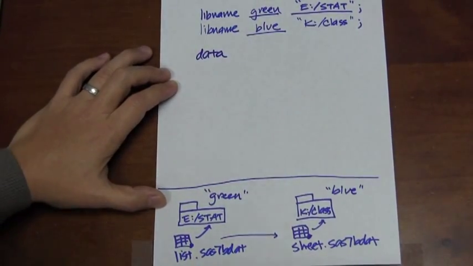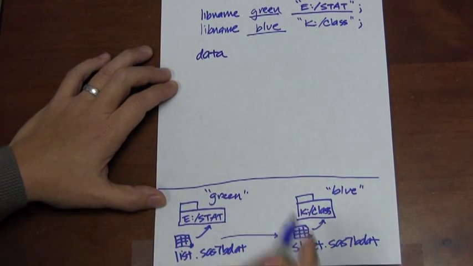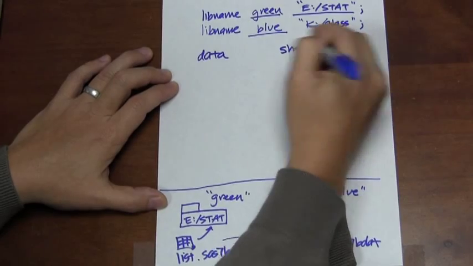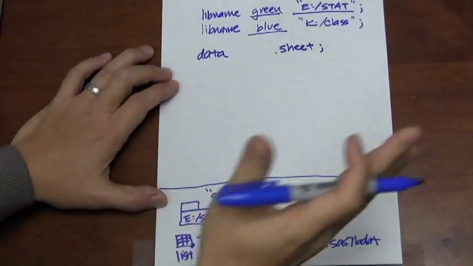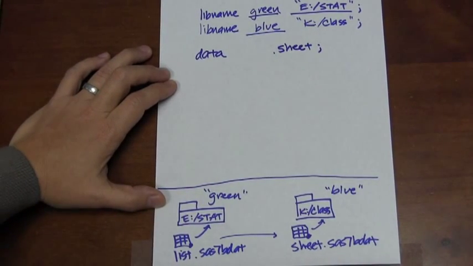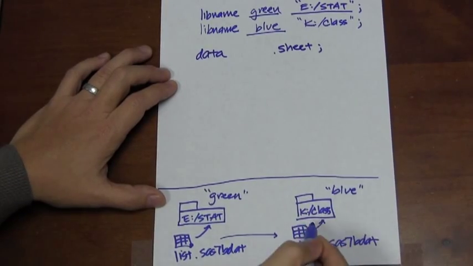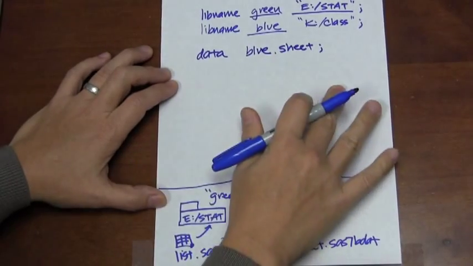Once again, I want to create a new data matrix, new data set, and the name will be sheet. So that's the second part of the name. If I leave it just like that, just sheet, then of course that's going to be making a temporary data set called sheet in the work directory. That's not what we want. We want to put this into here, which is blue. That's why we have that.